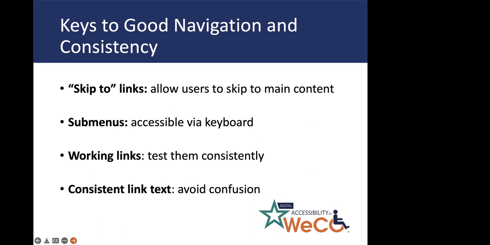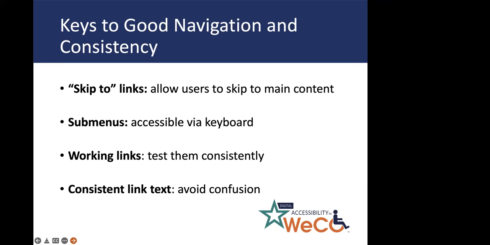A skip link provides access to the main navigation menu or the main content of a page. This allows screen reader users and those with mobility-related disabilities to easily bypass globally repeated content, such as a website's primary navigation menu.